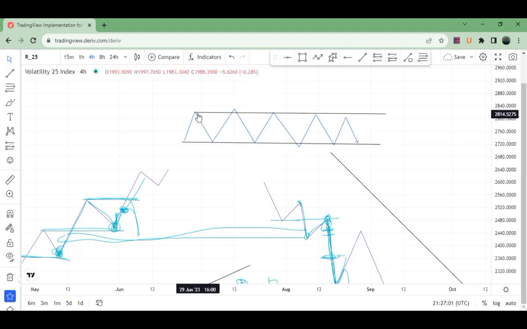So you just want to look out: where am I buying from? Where should I buy from? Once I see an opportunity to buy from here, boom, I'll buy. And to sell from here, boom, I'll sell. And once I sell, I don't want to hold for so long. I want to exit soon, because they know very well that since it's a ranging market, it will turn back the other way around. All right, that's scalpers for you. They don't trade for so long.